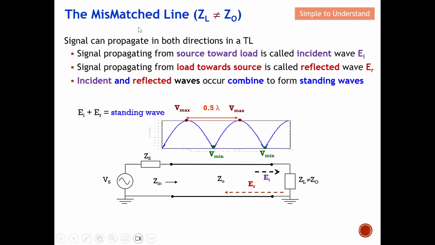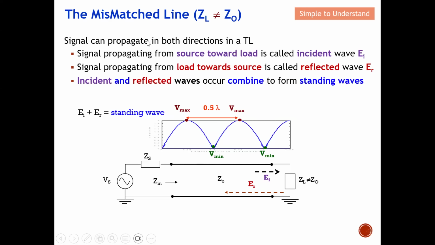Let's take a look at the mismatch condition. Under this mismatch condition, you can see that ZL, let's say, is not equal to Z0. And you can imagine there will be a reflected wave, which I'm going to explain shortly. Signal can propagate in both directions in a transmission line. Signal can propagate in both directions, which means forward and also reflected, as I explained earlier on.